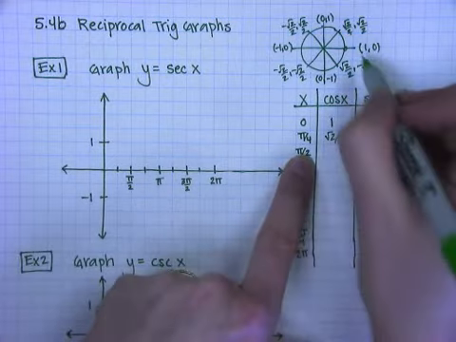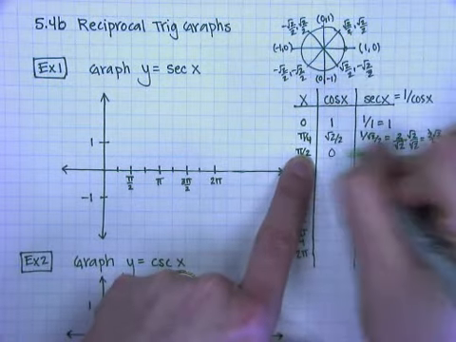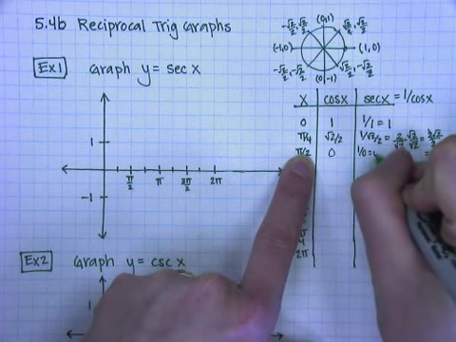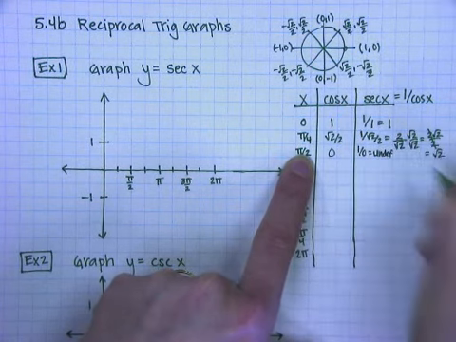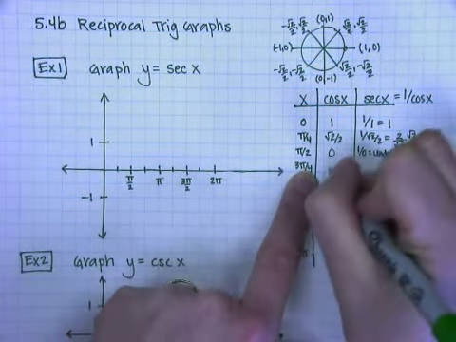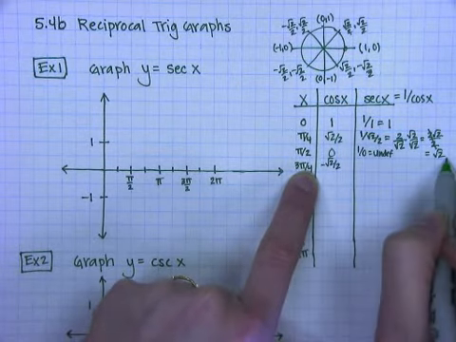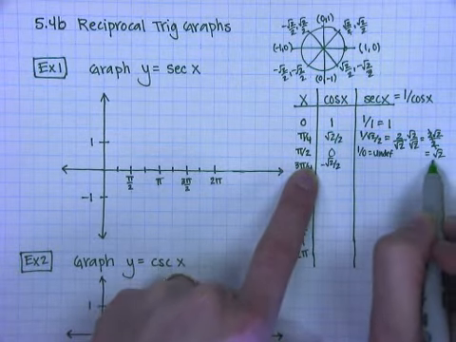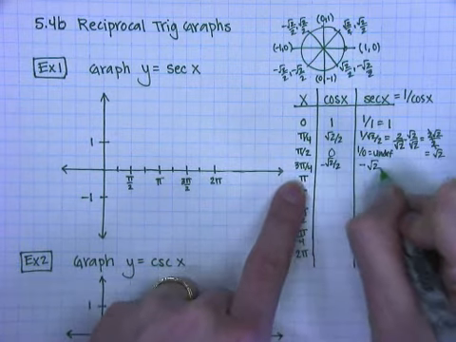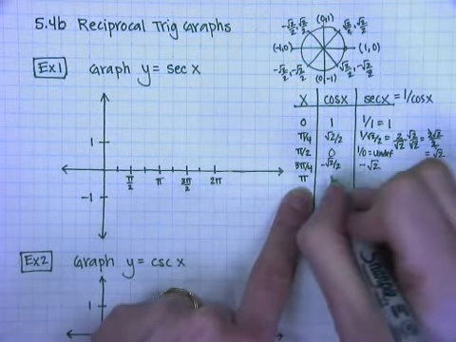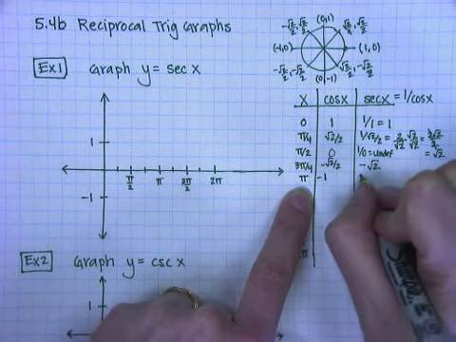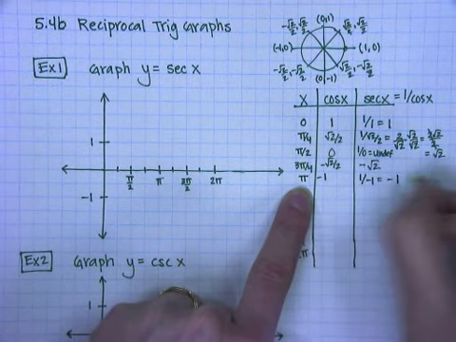Pi over 2 is up here, cosine is 0. 1 over 0 is undefined. At 3 pi over 4, I'm at negative root 2 over 2. Since I've already done the math for rationalizing, I'm going to get the same answer as at pi over 4. It's just going to be negative. At pi, I have a negative 1, so 1 over negative 1 is negative 1.